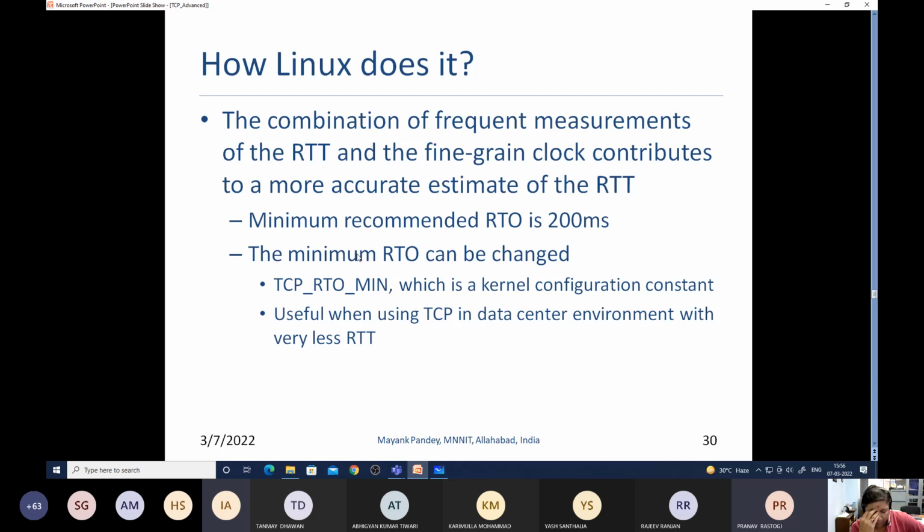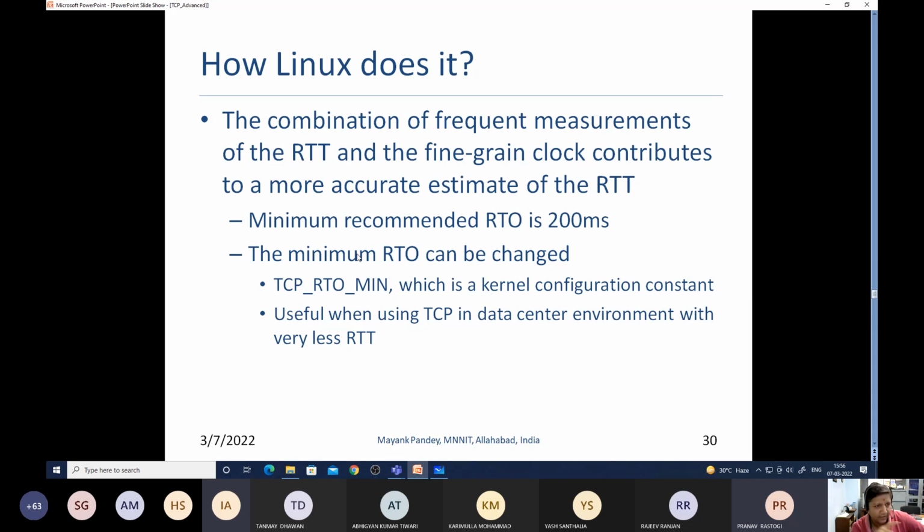And nowadays, instead of setting the RTO to like 1 second, the minimum recommended RTO is 200 millisecond. RTO should be 200 millisecond minimum recommended. But this may be changed also.